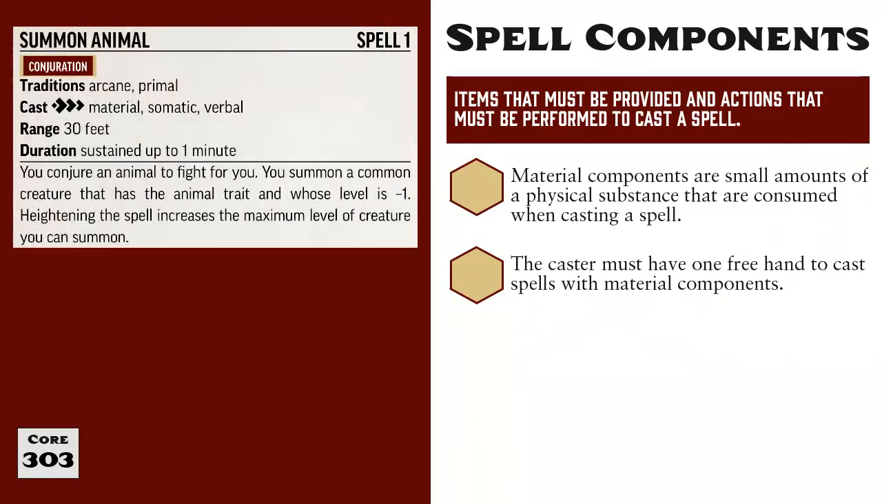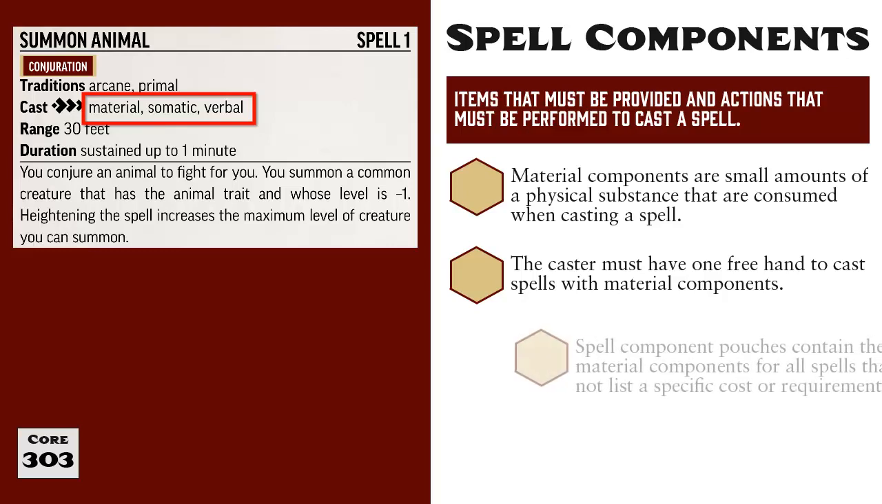For example, Summon Animal requires a material component but does not state what it is. So this is up to the player to figure out. Maybe they weave little animal figurines out of grass and string as part of their daily preparations, and when it comes time to cast, they pull a little grass fox out of a pouch and it is consumed in a burst of magical green flame as part of the summoning process.